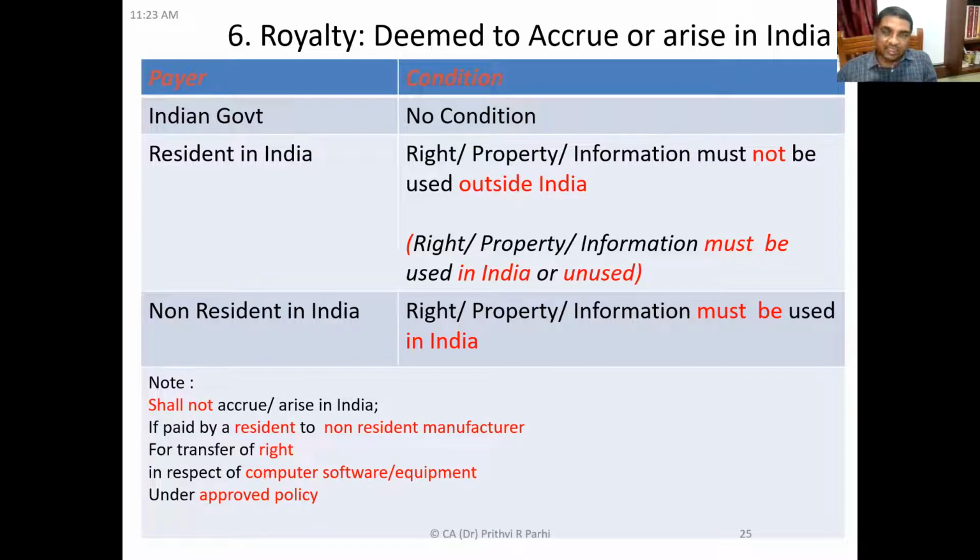There is again one specific exception to that. This royalty shall not accrue or arise in India if paid by a resident to a non-resident manufacturer for transfer of rights in respect of computer software or equipment under an approved policy. So the government has some approved policy. Under that approved policy, if royalty is paid by a resident to a non-resident manufacturer, then that shall not be deemed to accrue or arise in India. This is a specific provision. It should be in respect of computer software, and otherwise the normal provision applies.